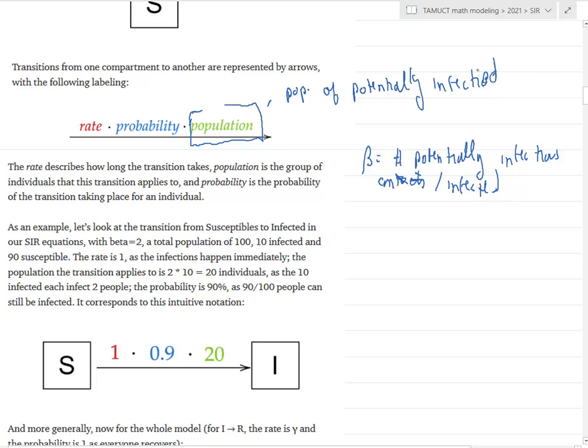Right? Because if you have 10 infected and beta equals 2, you have 20 infectious contacts. So when he says population here, that's what he means, the population of potentially infected. But not all of those people are infectable, because in this case you have 90 susceptible out of 100. So what he says here is actually the proportion. This is the proportion of infectables. And this is the rate of transition.